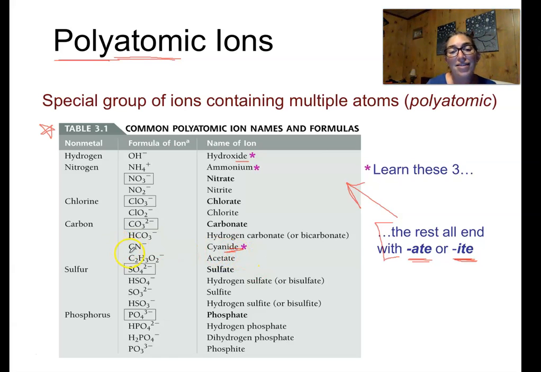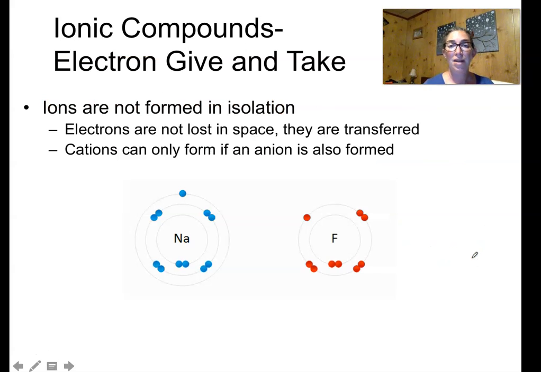Cyanide is CN minus. And then ammonium, which really sounds like an element. A lot of elements end in onium or ium. So it sounds like an element, but it is not. It is a polyatomic ion. So those three, I definitely encourage you to commit to memory. But otherwise, if you hear ate or ite, check this table.